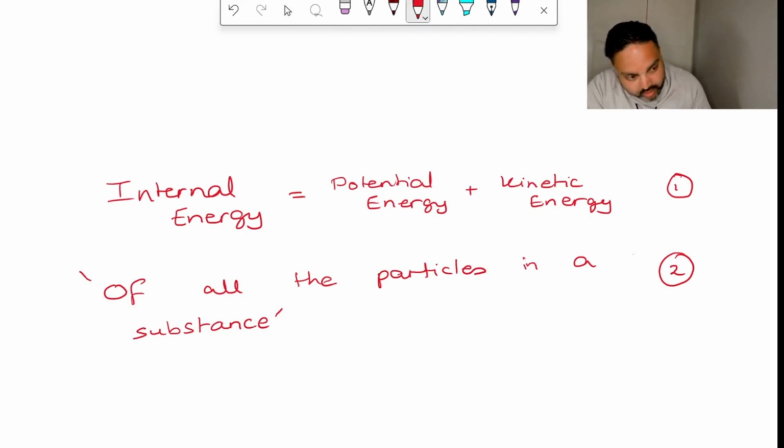So, internal energy is the sum of the potential energy plus the kinetic energy of all the particles in a substance. I've broken this down into 2 marks. This is where the 2 marks come from. Internal energy is the sum of the potential energy plus the kinetic energy, and then the second mark is for saying of all the particles in a substance.